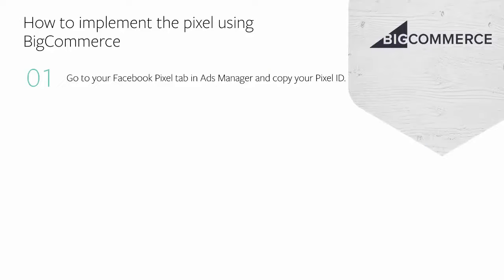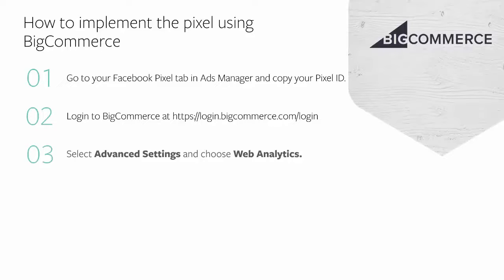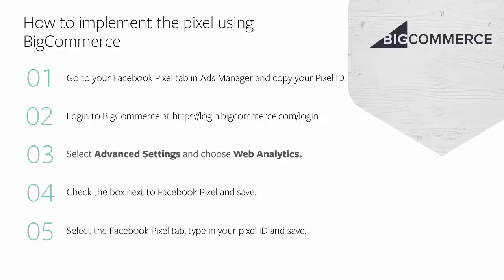After you've created your Facebook Pixel, here's how to add it to your BigCommerce website. Go to your Facebook Pixel tab in Ads Manager, copy your Pixel ID from the summary area on the right, log into BigCommerce, select Advanced Settings and choose Web Analytics. Note that in some versions of the control panel, Web Analytics is actually under Setup and Tools. Check the box next to Facebook Pixel and click Save. And lastly, select the Facebook Pixel tab and type in your Facebook Pixel ID under Settings, then click Save. You've now installed your Pixel on the BigCommerce online store.